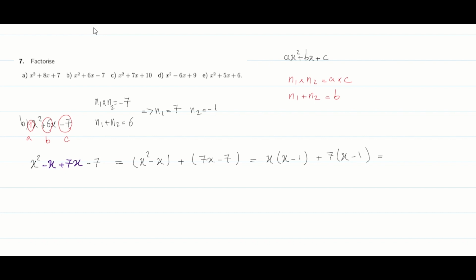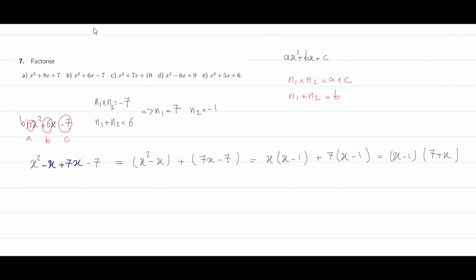Now, if we look at this expression, again, we have a common factor. The x minus 1 inside the bracket is the common factor. I'm going to do the same thing, and I'm going to factor it out from the expression. So it's going to be x minus 1 times 7 plus x. And that will be our final factorization.